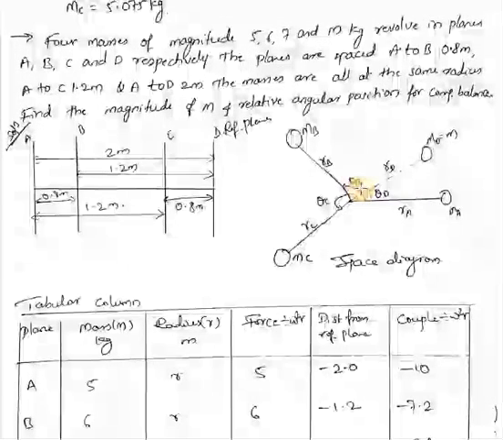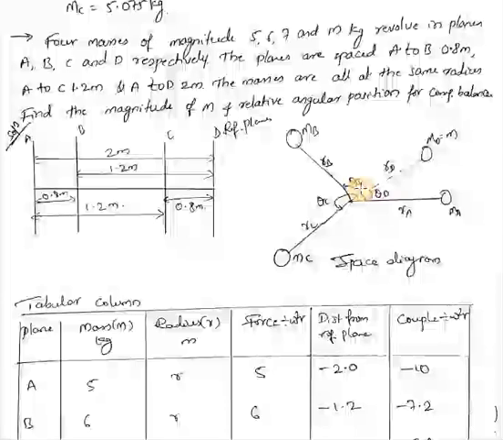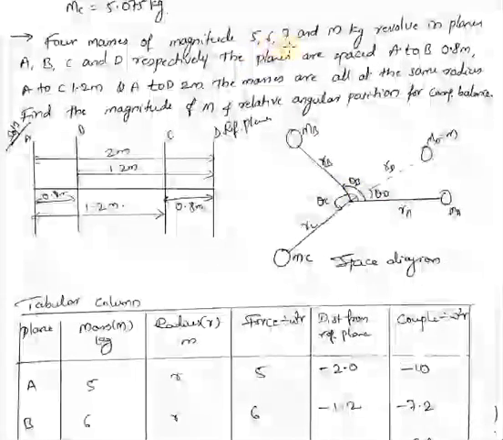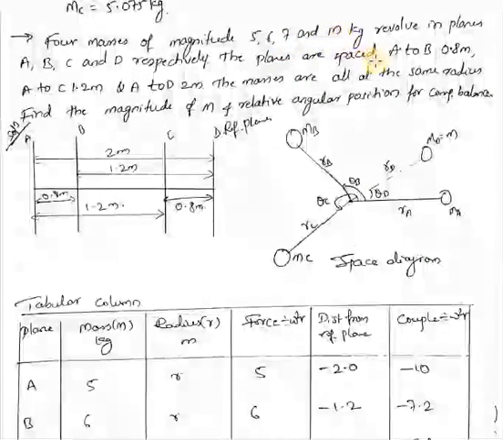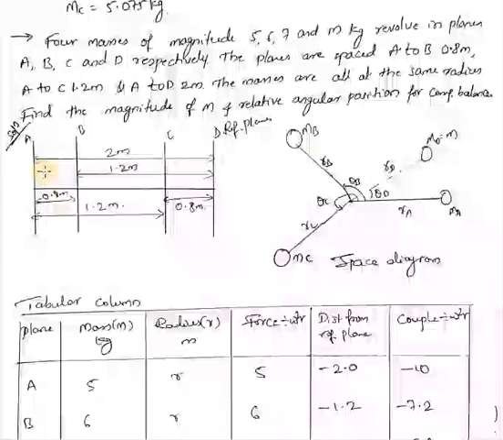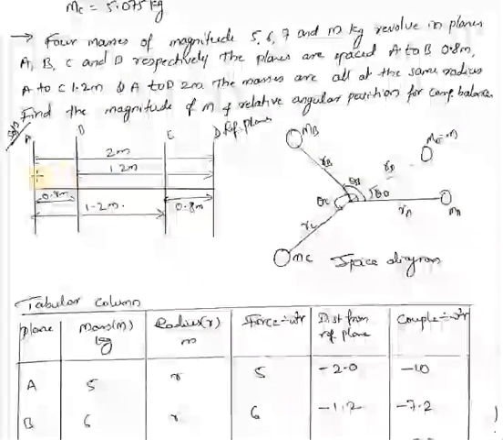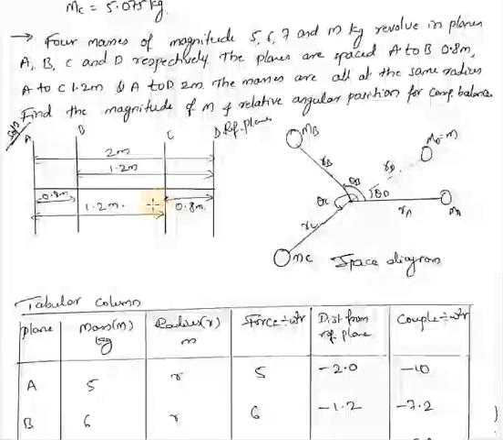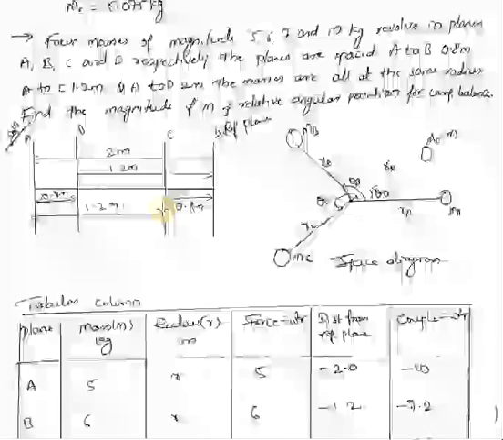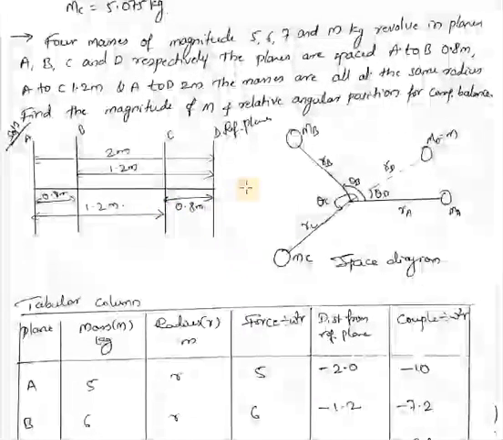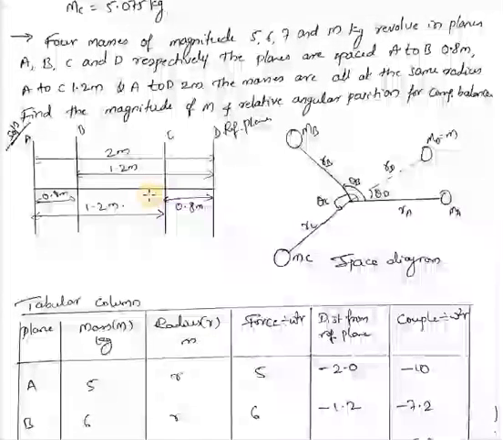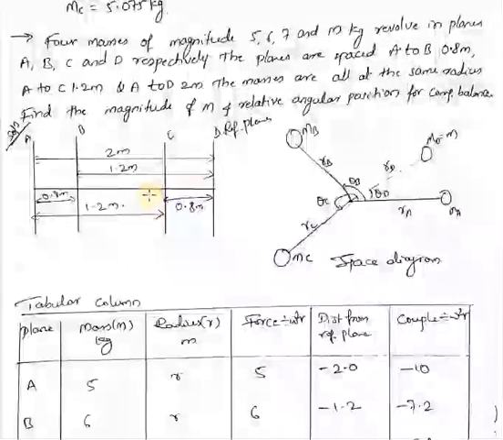So first we will try to construct the line diagram and space diagram. So here he has given the magnitude of 3 masses and 1 mass is unknown. He has given spacing between A to B and A to C. A to B he has given as 0.8 and A to C he has given as 1.2 meter. After construction of this line diagram, he has given C to D also as 0.8 meter.